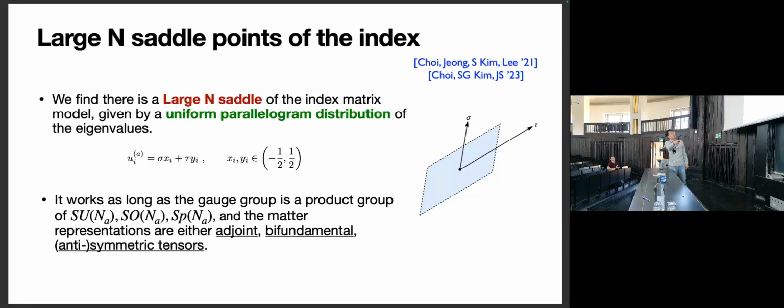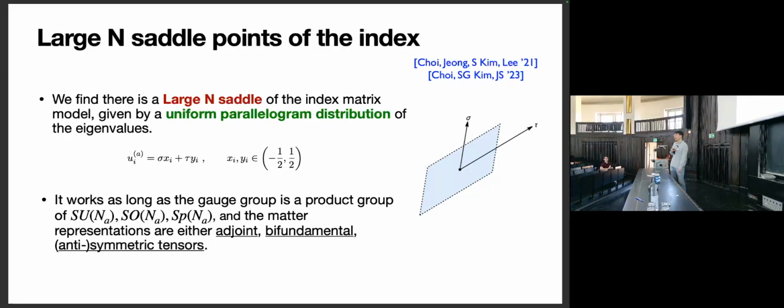So you see that at each point there lies this U_i. There are order N of these, distributed uniformly among this parallelogram. So this is a kind of stupid-looking saddle point, which is unconventional in a matrix model. But if you take this as an ansatz, it turns out it satisfies the vanishing force condition for the potential.